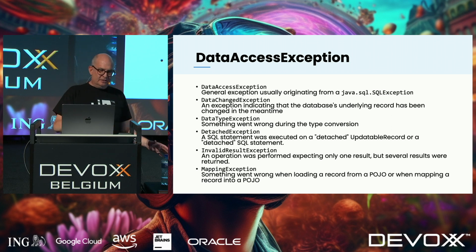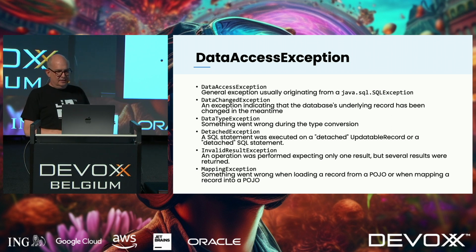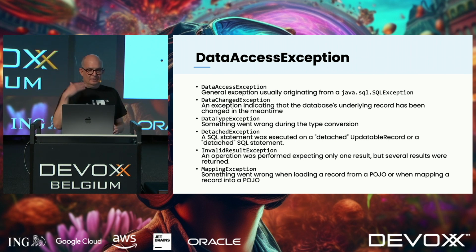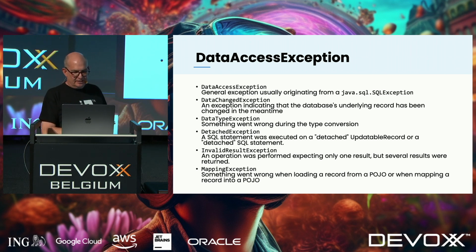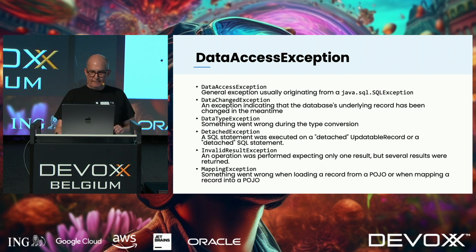Speaking about exceptions, jOOQ has also an exception hierarchy like Spring Data. The topmost exception is data access exception, and below you have these types here, like the data changed exception or a mapping exception or something like that.